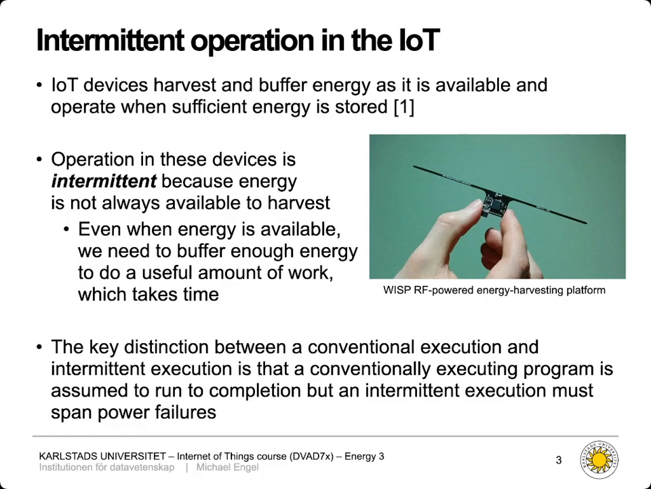So we've already seen operations in these devices are called intermittent because the energy is not always available to harvest. So we have phases with no energy where we need to harvest energy, and we have phases where we can use the harvested energy. And since we cannot predict how much energy we're going to harvest in the future, we actually need this buffering because we would need to buffer enough energy to at least do some useful amount of work, which takes some time, both the buffering of the energy and doing the useful amount of work.